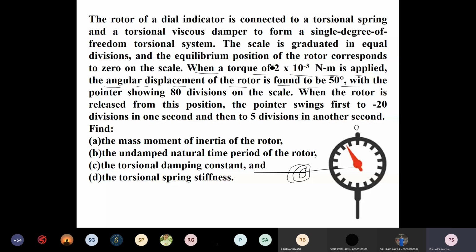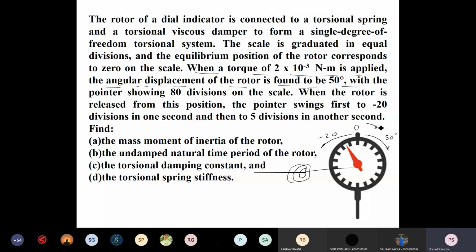So when you apply this torque, the rotor, that this pointer, is getting deflected by 50 degrees. When the rotor is released from this position, after twisting the rotor and turning it to 50 degrees, the pointer swings back to minus 20 division. So it goes back to minus 20, and then again comes back on the other side to plus 5 division.